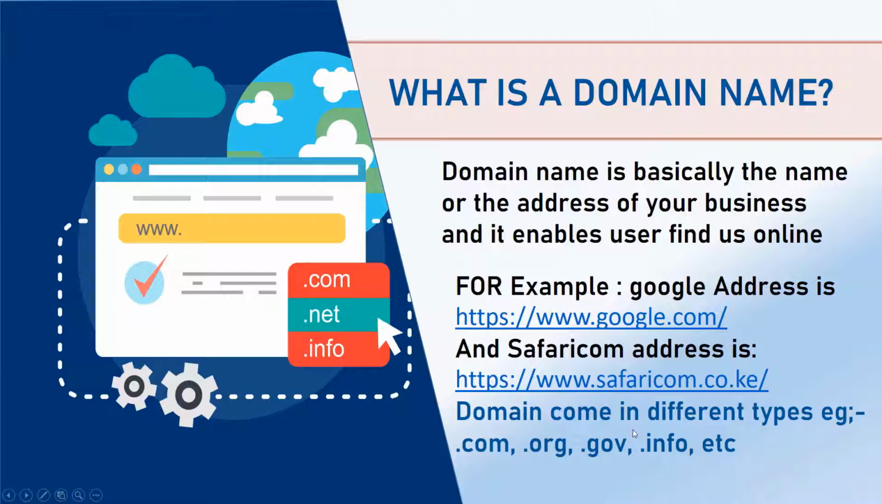A domain name is basically the name or the address of your business, and it enables users to find us online. For example, we have the address for Google, which is https://google.com, and then we have that one for Safaricom, www.safaricom.co.ke. Actually, this one is a Kenyan domain extension. So domain names come with different extensions, like .info, .net, .com, .gov, and .org, right?